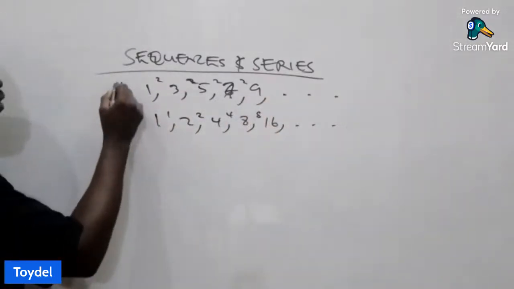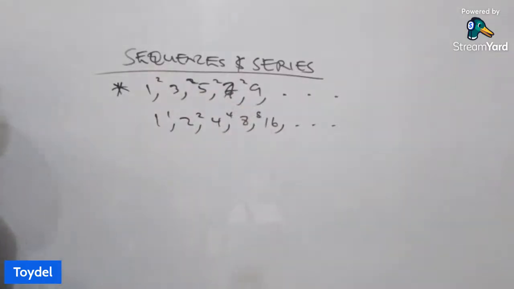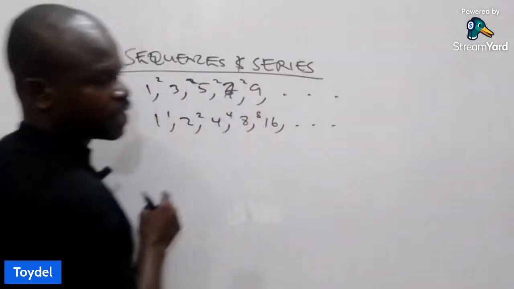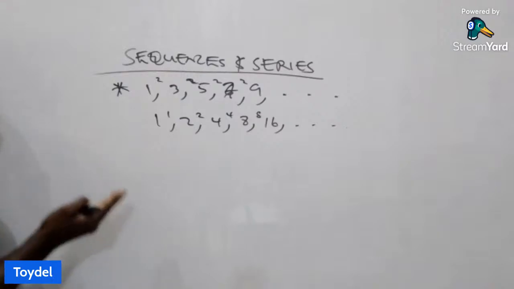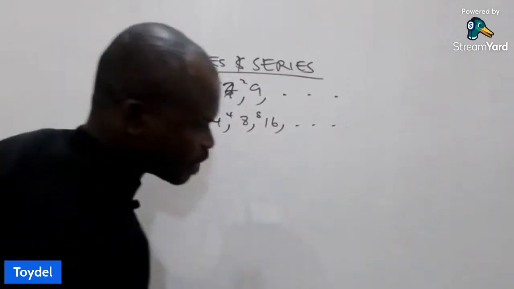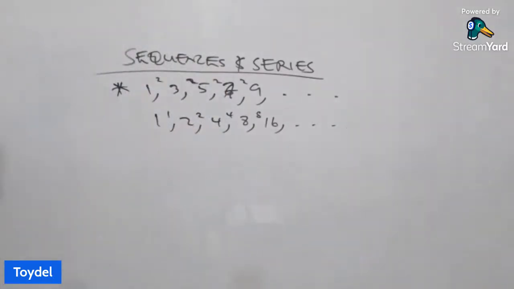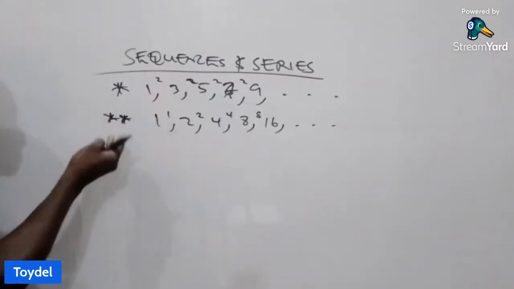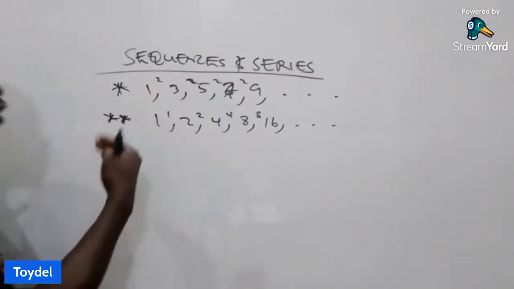If you look at the first one, it is called a linear sequence because it has a common difference. Linear sequence is otherwise known as AP, arithmetic progression. If you look at this second example, it is called an exponential sequence because it has a common ratio.